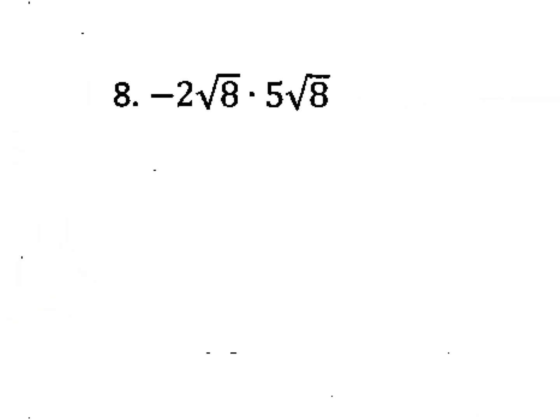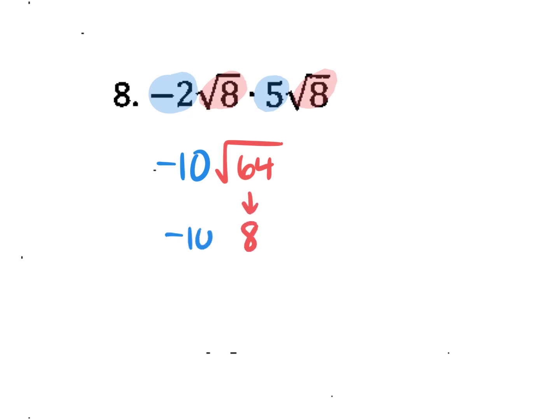Number 8. We're going to go ahead and multiply again, multiply our coefficients together. Multiply those, I get negative 10. And when I multiply my radicals together, positive 8 times positive 8 gives me the square root of 64. And the square root of 64 is 8. So I have negative 10 times 8, which is negative 80.